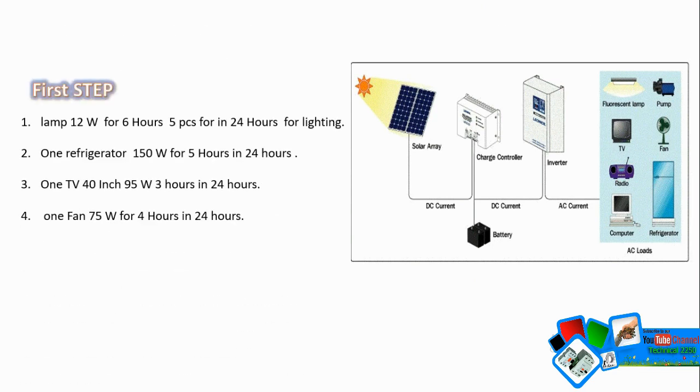First step. First, lamp 12 watts, for 6 hours, 5 pieces in 24 hours, for lighting. Second, 1 refrigerator 150 watts, for 5 hours in 24 hours. Third, 1 TV, 40-inch, 95 watts, 3 hours in 24 hours. Fourth, 1 fan, 75 watts, for 4 hours in 24 hours. Solve the first step.